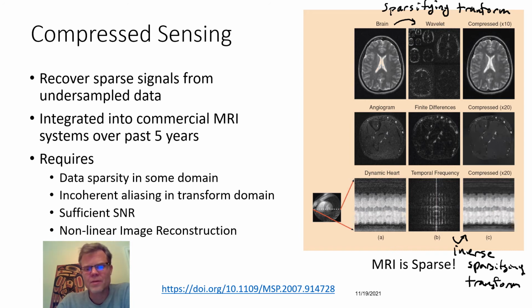Then we have a second requirement of creating incoherent aliasing in the transform domain. I'll go through that in a minute. Kind of similar to parallel imaging, we do need sufficient SNR. We're going to try to require less data, which fundamentally leads to reduced total measurement time, which reduces the total SNR. And then we need to go through some nonlinear image reconstruction. So not simply just the FFT, but we do need to take into account this data sparsity, typically in an iterative reconstruction.